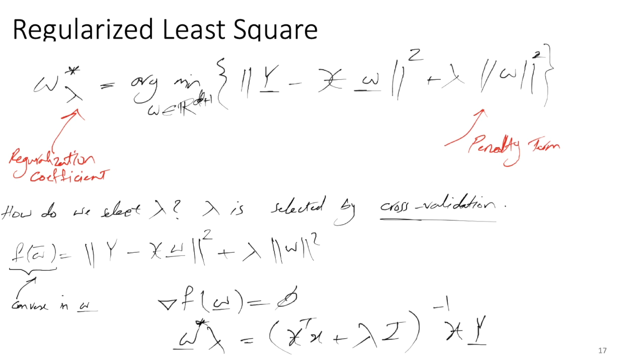So you set your gradient equal to 0, then you add the lambda, and that's going to be your final solution.